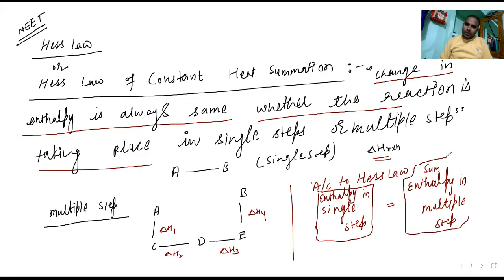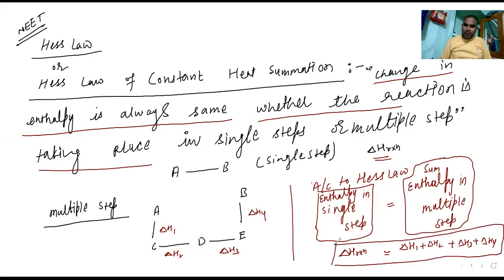So what we can do here: enthalpy in single step means delta H reaction, which is going to be the enthalpy of reaction. And this side is going to be delta H1 plus delta H2 plus delta H3 plus delta H4. Can you understand this, please? Okay, great. So can you make a note of it?